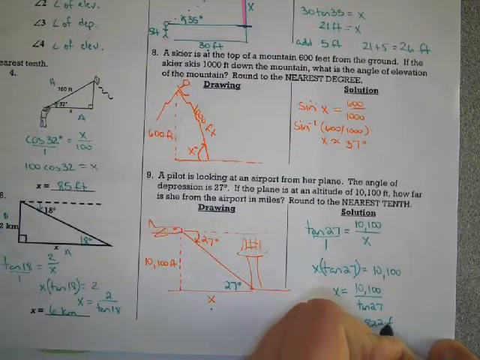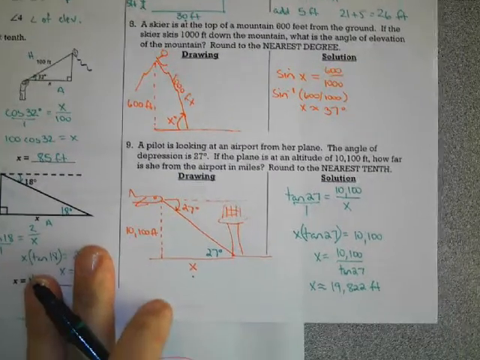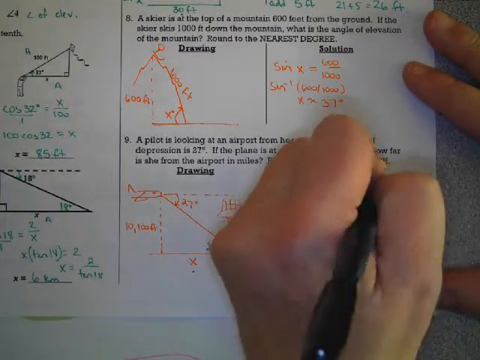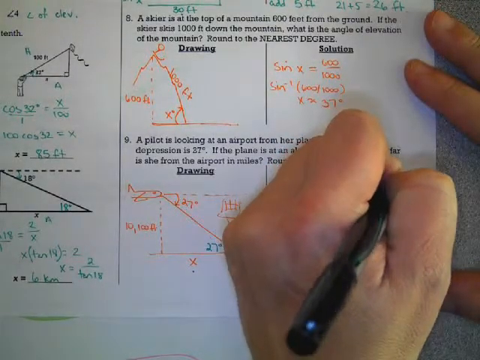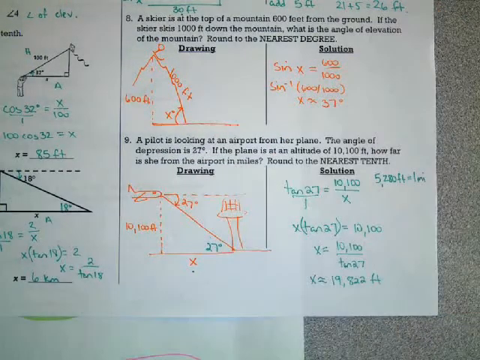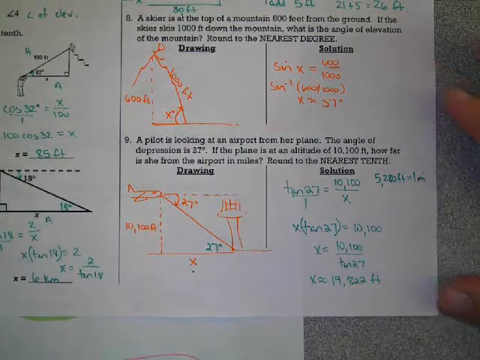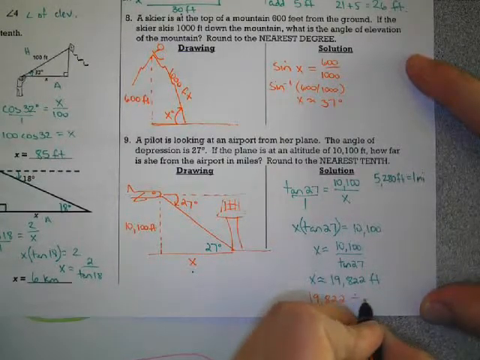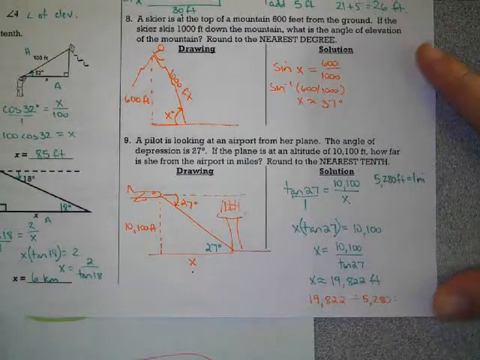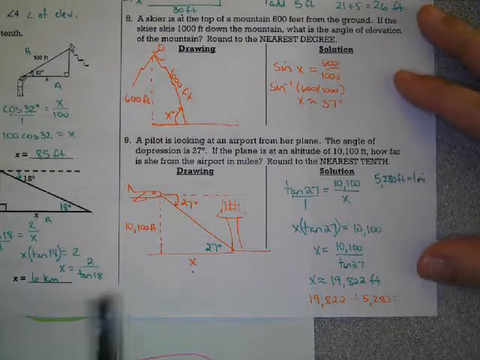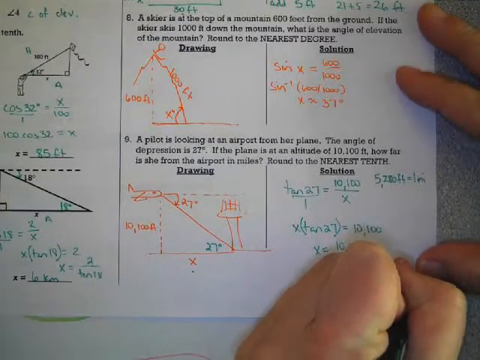Now, we are not done because our question asks us for the airport in miles. So there are 5,280 feet in 1 mile. So to figure out how far we are in miles, divide 19,822 by 5,280. And to the nearest tenth of a mile is about 3.8 miles.